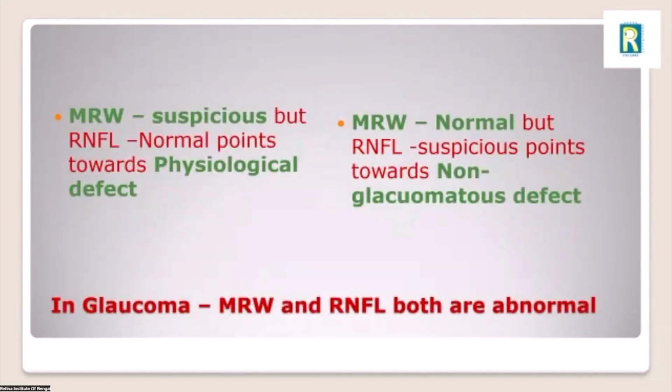One important thing about MRW is that the MRW and RNFL both have to be abnormal in glaucoma. That is the guideline. If MRW is normal and there is a defect in the RNFL, that goes against glaucoma, and it is due to something else. And if MRW is abnormal and RNFL is normal, then it suggests some physiological problem in the nerve head and in the rim. So this is a basic gross guideline, but it is not 100% every time we see it like that, but it is an overall guideline in glaucoma.